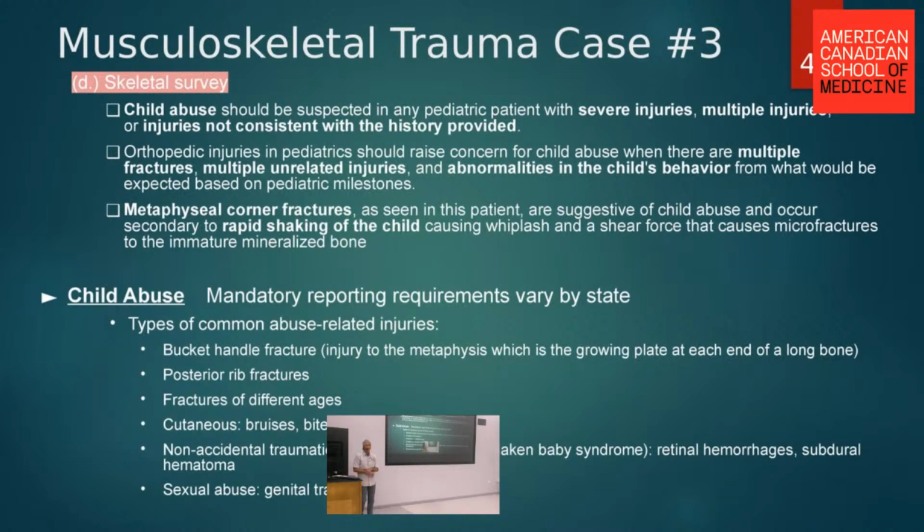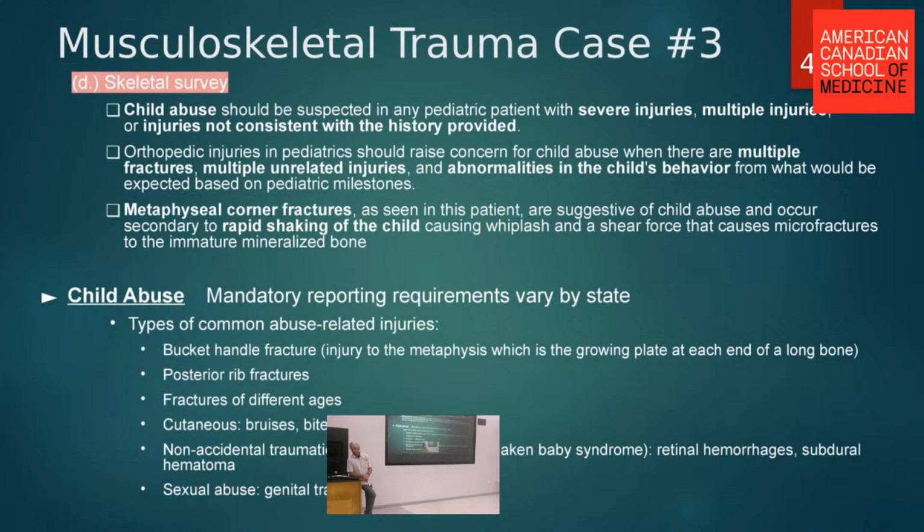A couple of the classic injuries that we see in child abuse, obviously certain types of burns, the demarcation of certain types of burns, certain types of injuries that don't go well with the story, retinal hemorrhage from shaken baby, subdural hematomas from shaken baby.